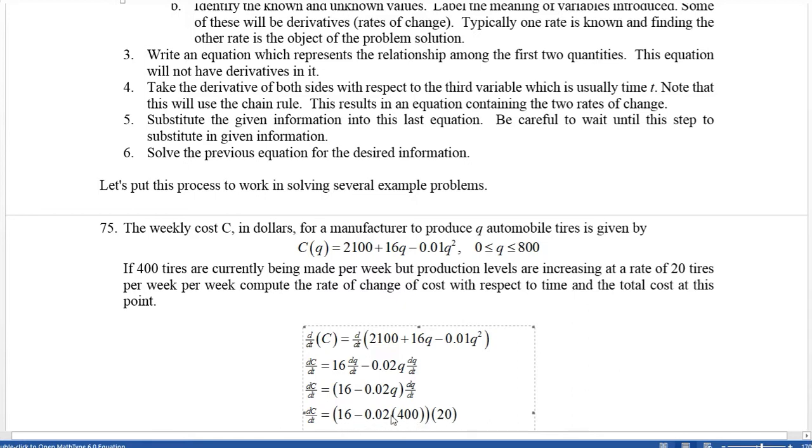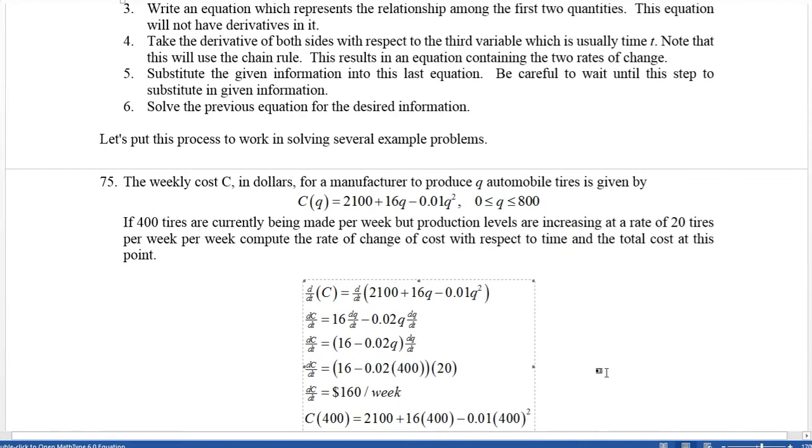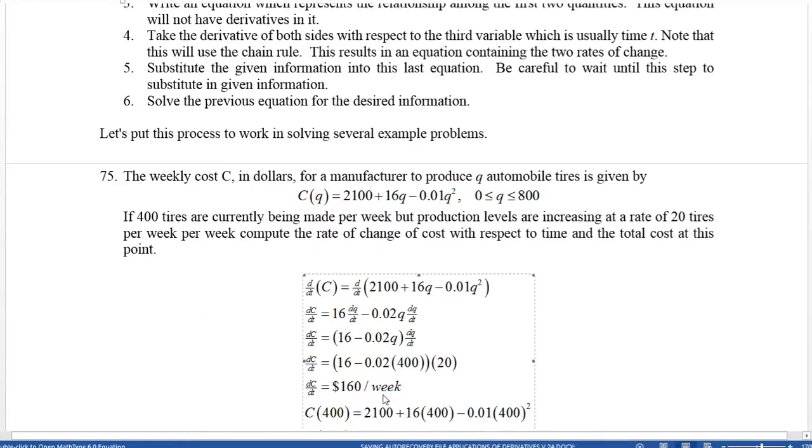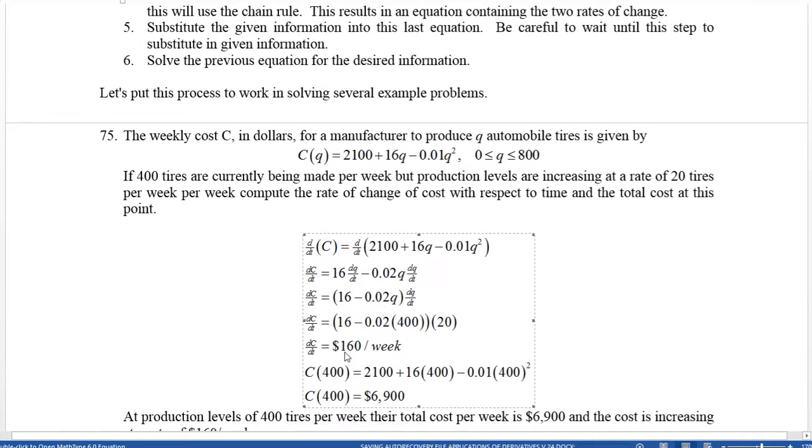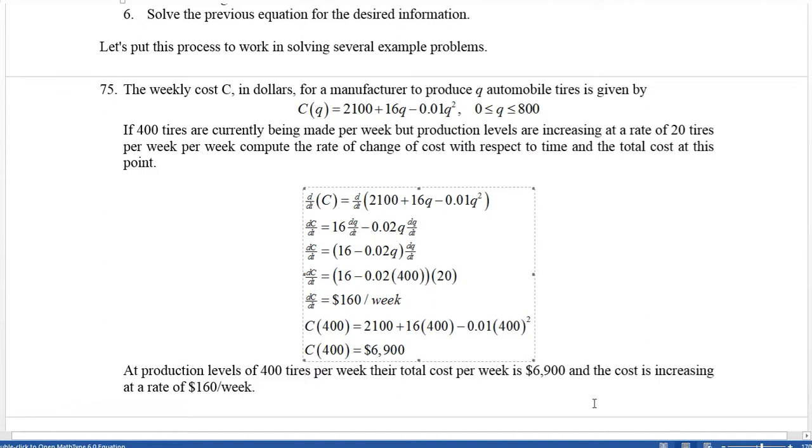Well, now notice we have everything on the right side. We just work that out by hand or on a calculator, and that turns out to be $160 per week. And the total cost at that time: notice if we have 400 items, we can put it in the original formula there, and we see that the total cost is $6,900, really per week. And this is $160 per week, really.